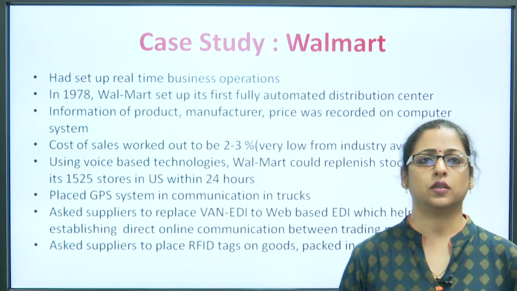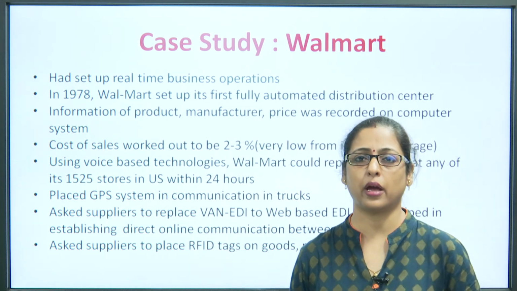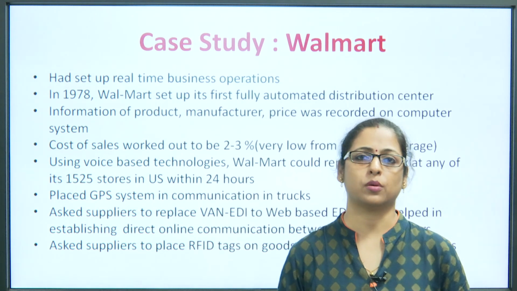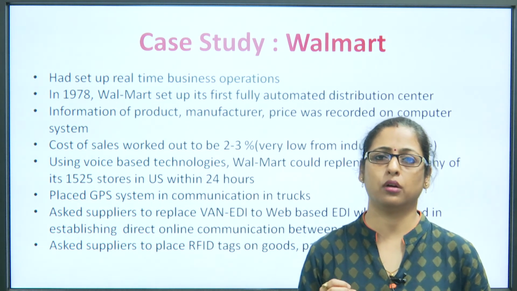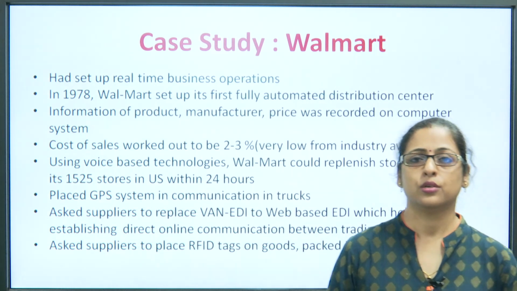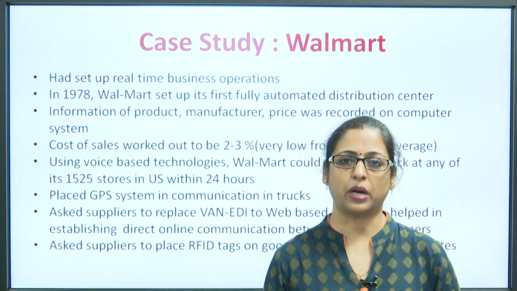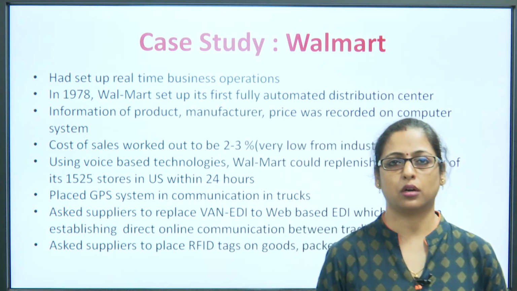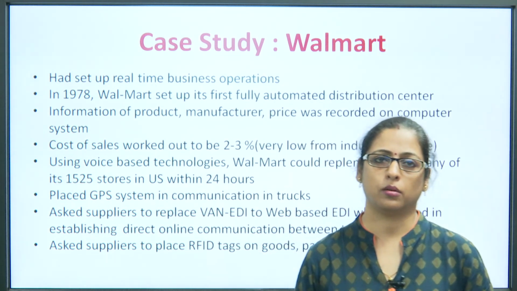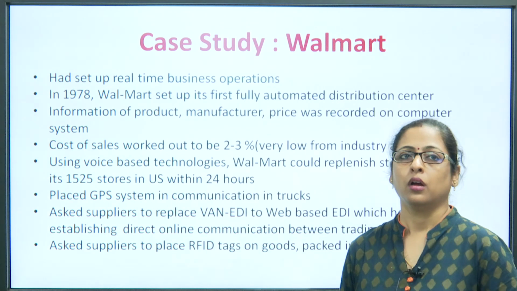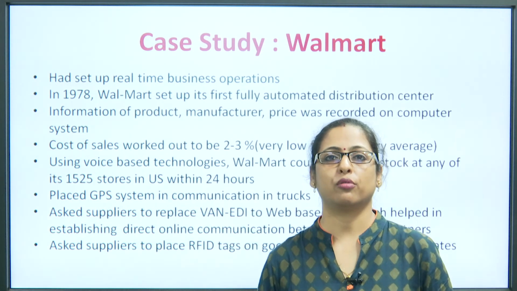In 1978, Walmart set up its first fully automated distribution center, and this center did not have any human being to support. The customer would come in, select the products they wanted, do the billing by themselves with the help of various automated platforms, and go out with their purchases. It was a completely automated center. The information of product, manufacturer and price was all recorded in the computer system. So, there was no requirement of any human being.